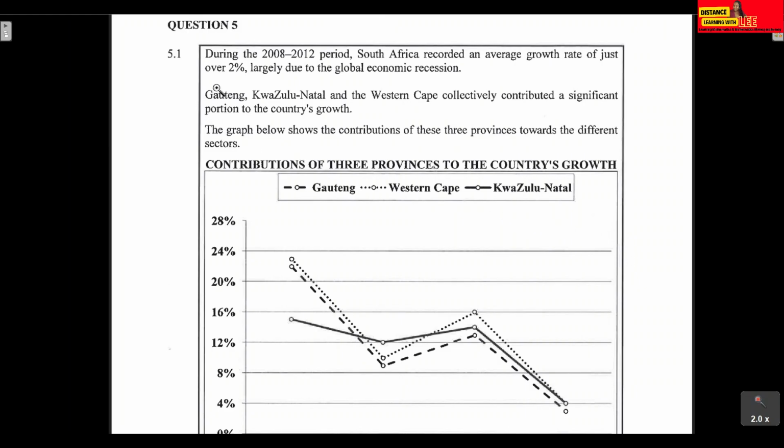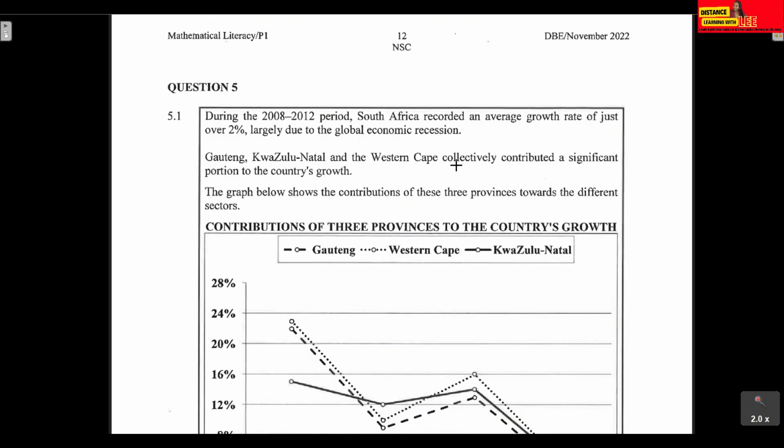It says during the 2008 to 2012 period, South Africa recorded an average growth rate of just over 2%, largely due to the global economic recession. So we are told that there was a growth rate in the South African economy of just 2% due to the global economic recession. A recession is when there's a decline in economic activity.